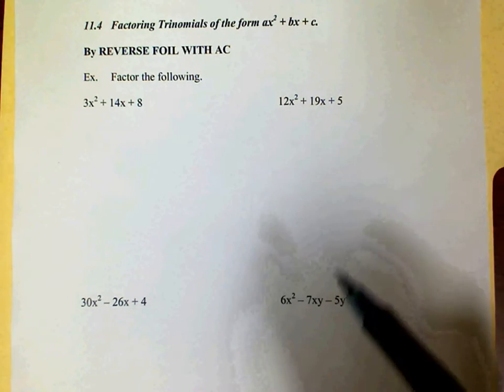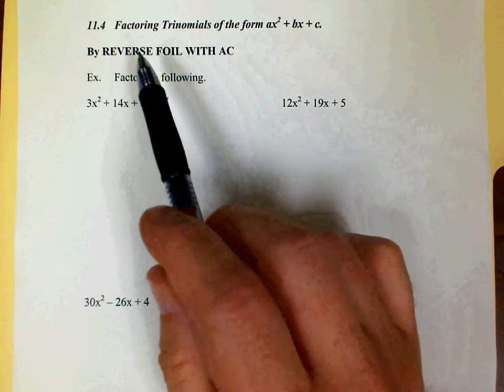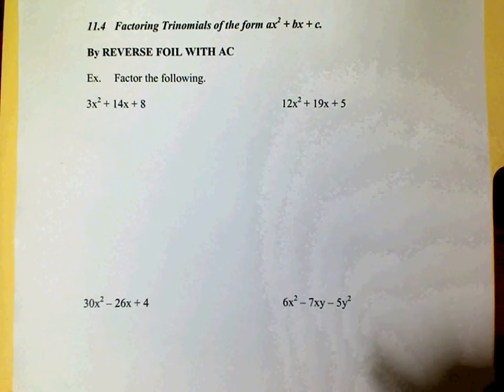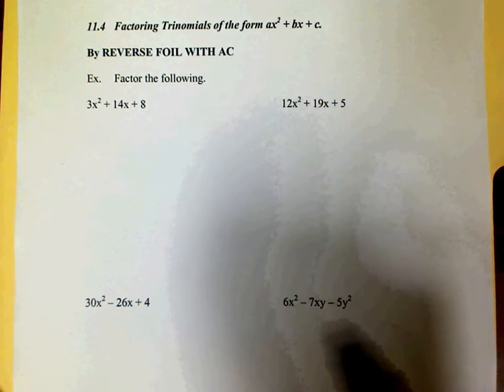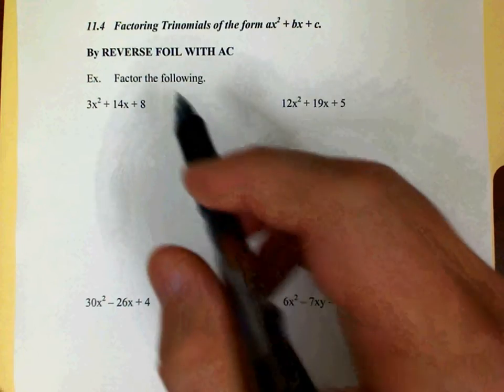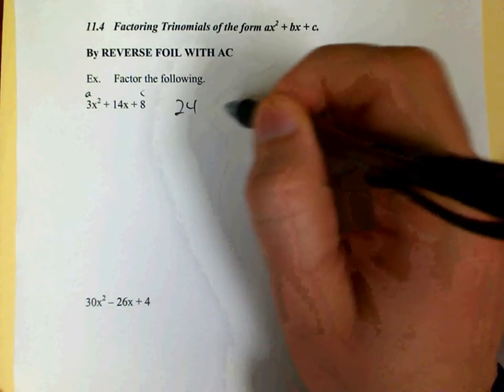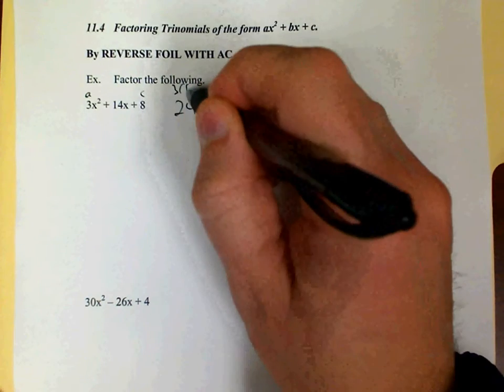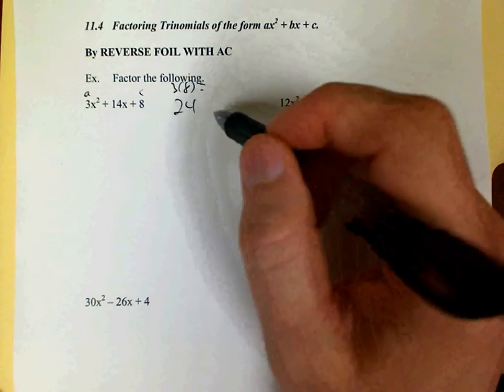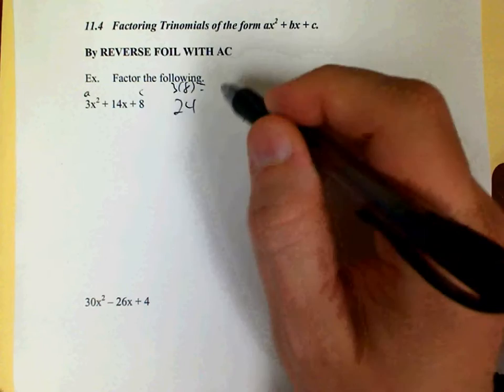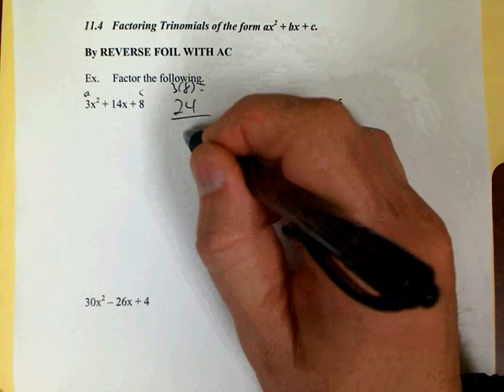Let's factor trinomials where a doesn't equal 1 using something called the reverse FOIL with AC method, also known as the Deaton method. Now what we're basically going to do is take the a times the c, which is 24. In case you're wondering, 3 times 8 is 24. We're going to find factors of 24 that give us 14. So let's see if we can list them.